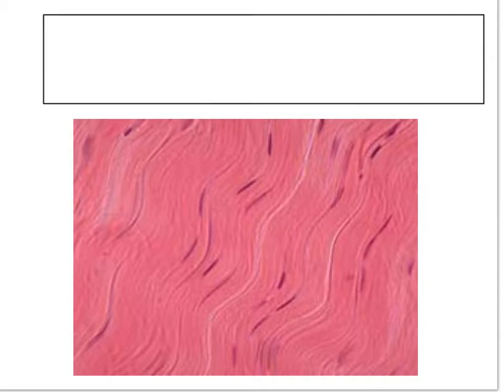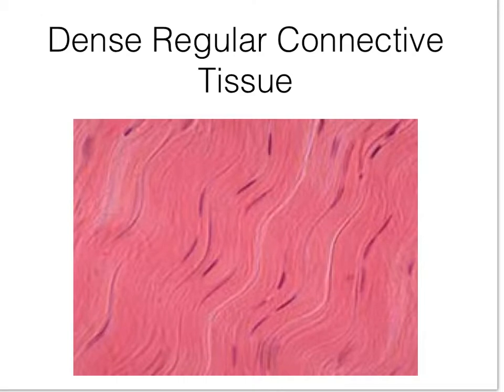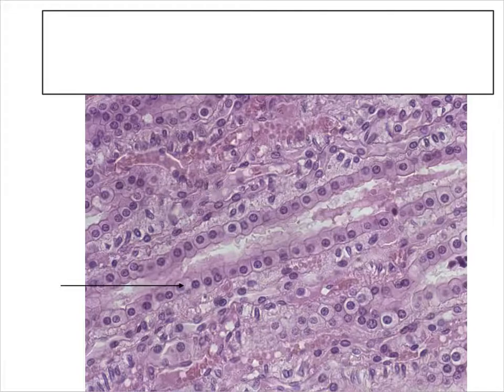So this is dense, regular connective tissue. You can see the flattened nuclei of the fibroblasts, and you can see the collagen fibers running in parallel bundles. So for this one, look at the tissue type that the arrow is pointing at.